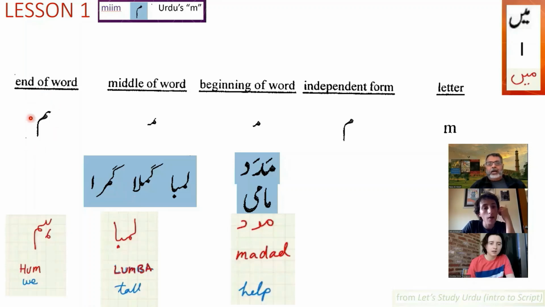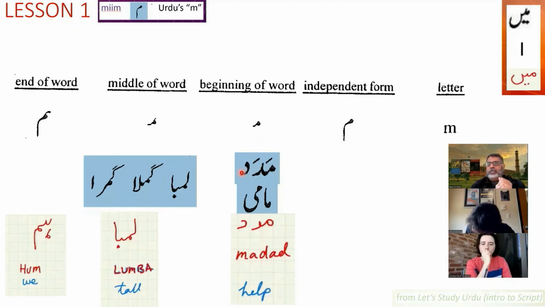This is the word hum, which means we. We just did main, which is I. Hum is we, and the M is right here. Okay, now let's see. Here we have madad, which means help. M is the starting letter, so therefore it looks like that. And then we have 2 D's in here.